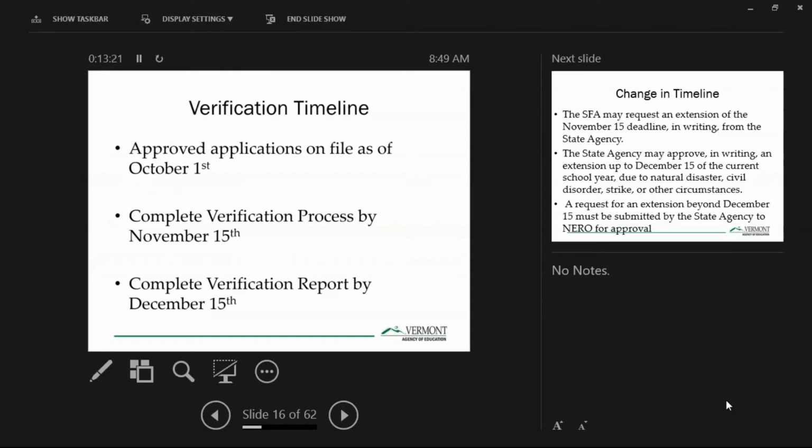You're going to have reached out to the households, you're going to have looked at their documentation, you're going to have determined whether or not their status changes, all of those steps by November 15th. And you are going to complete your verification report by December 15th.